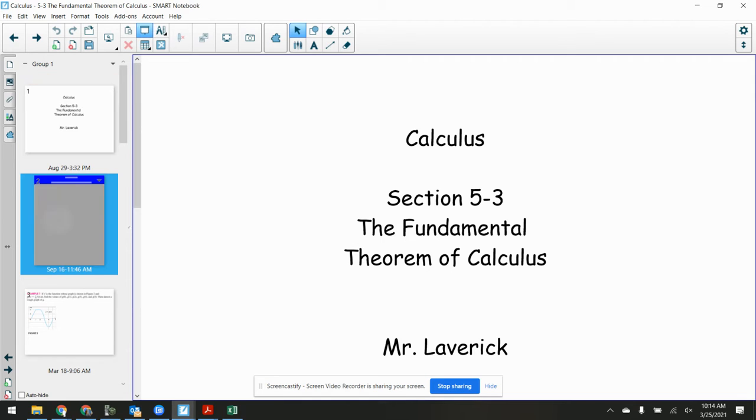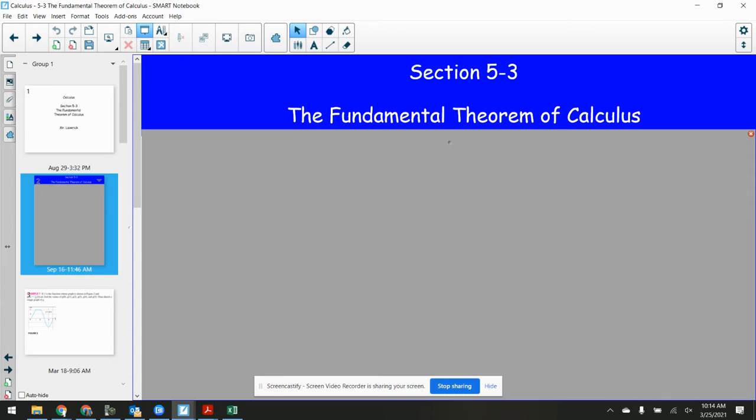So let's get to it. This is kind of an interesting section, the section name at least. The fundamental theorem of calculus. It sounds so groundbreaking. Not just any theorem, this is the fundamental theorem of calculus, and the book says it's appropriately named.